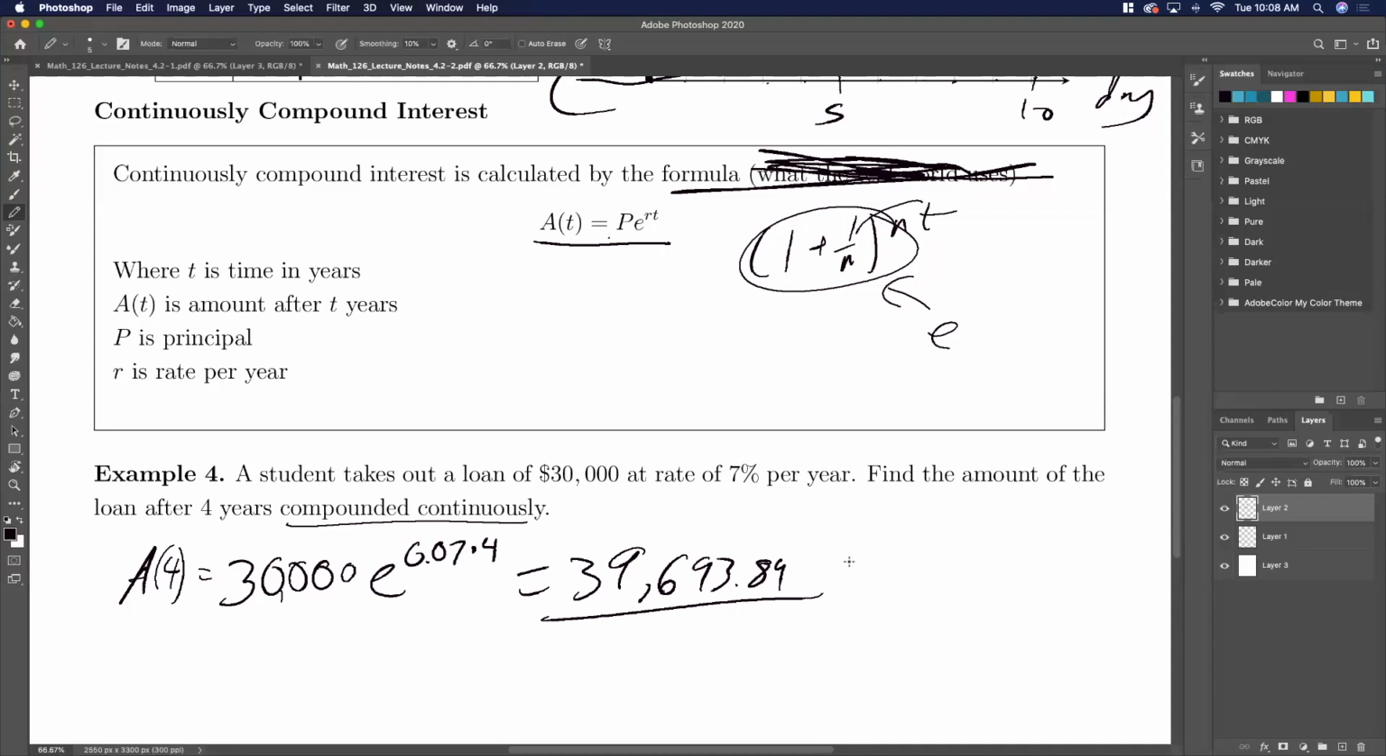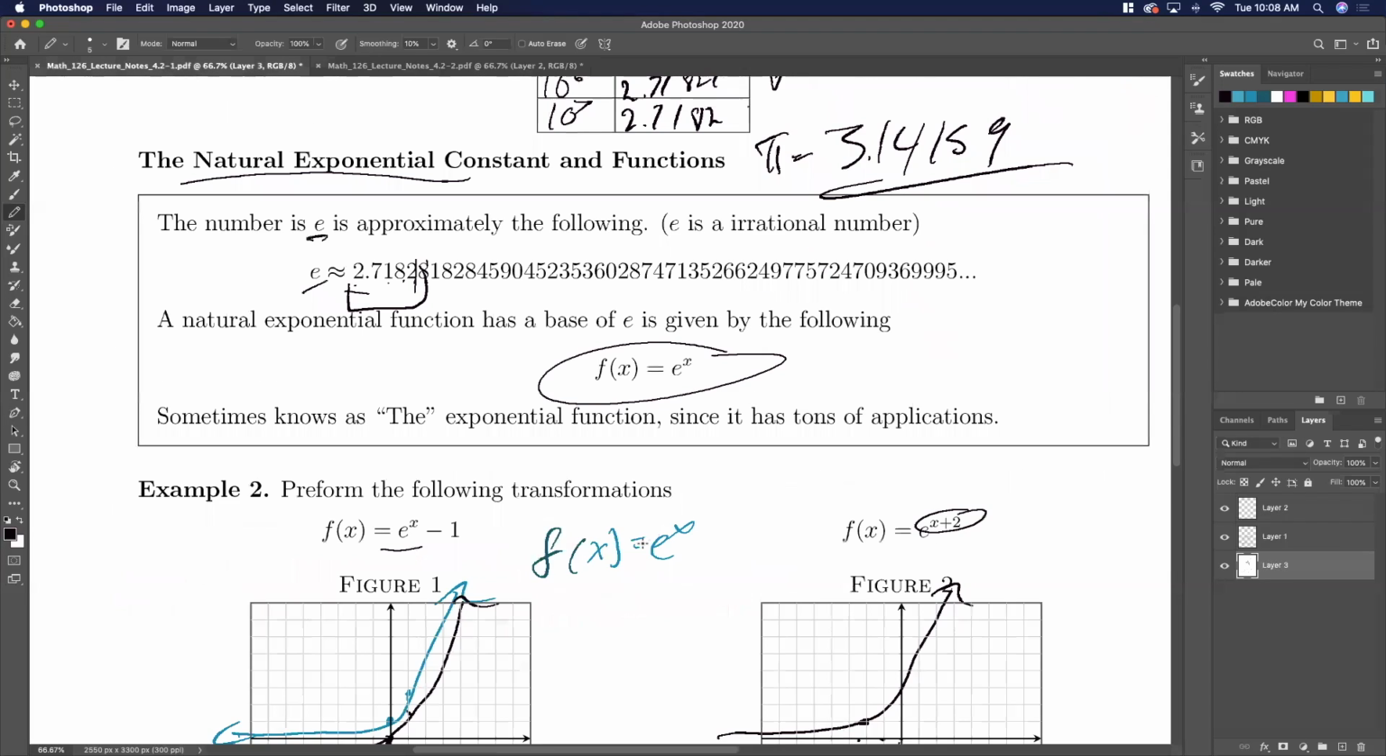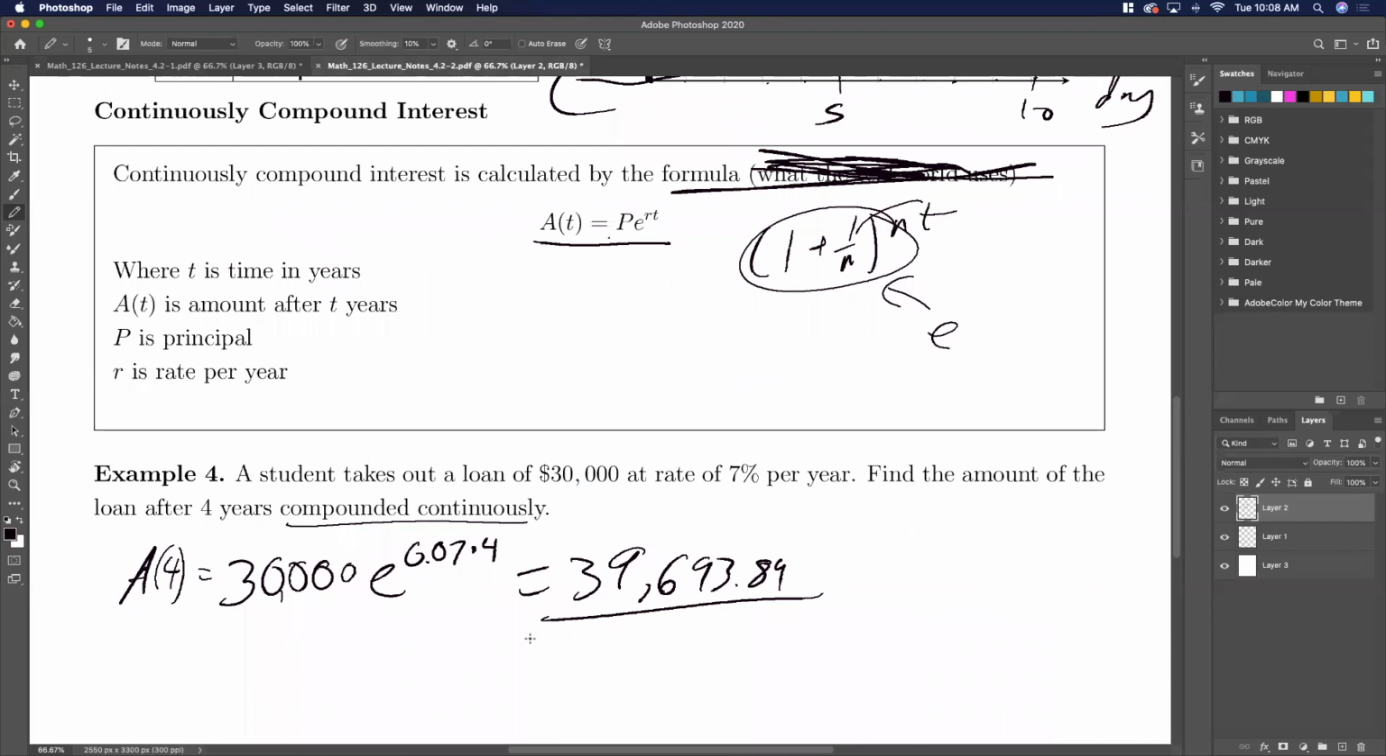All right, so that's all there is for 4.2. It really just introduces the concept of e. We use this in compound interest. We use this for graphing. This number comes up a lot in other places, in physics and everything. It's just one of those, like pi, that shows up everywhere.